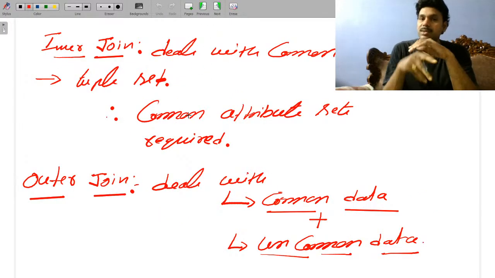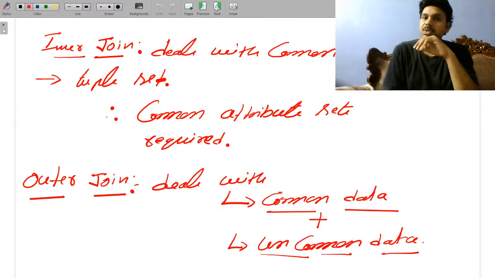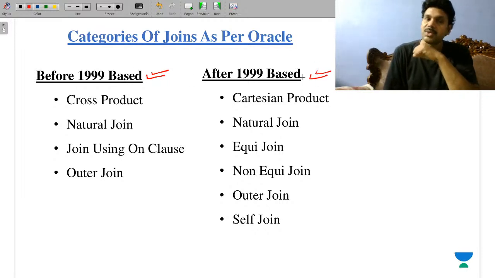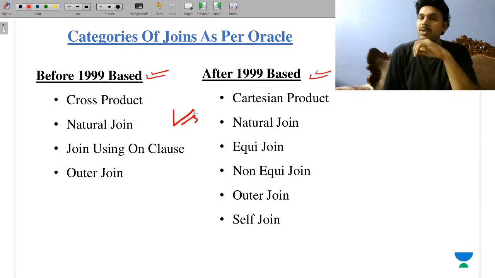So as far as Oracle standard is concerned, there are mainly two types of joins. One type is before 1999. They are not shorthand joins, so you have to write the complete keyword. The other one is called the after 1999 join. So you observe what is the difference between these two varieties? I'm talking about the Oracle side.